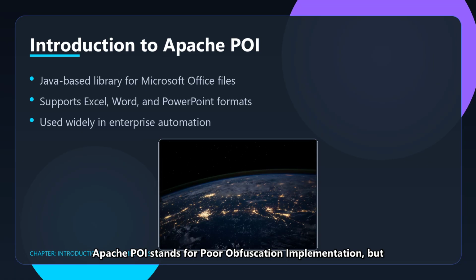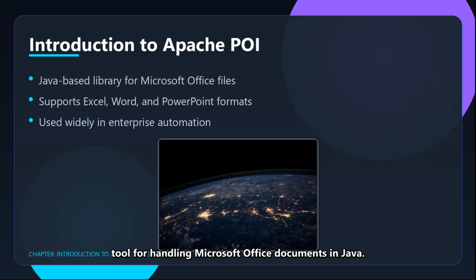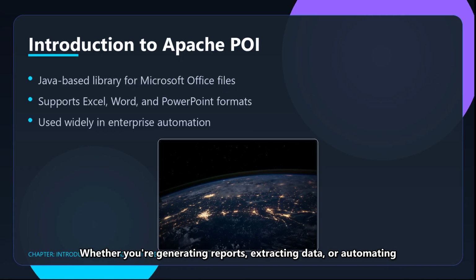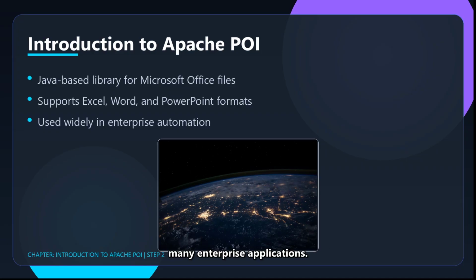Apache POI stands for Poor Obfuscation Implementation, but don't let the name fool you. It's a powerful tool for handling Microsoft Office documents in Java. Whether you're generating reports, extracting data, or automating document workflows, Apache POI is the backbone of many enterprise applications.